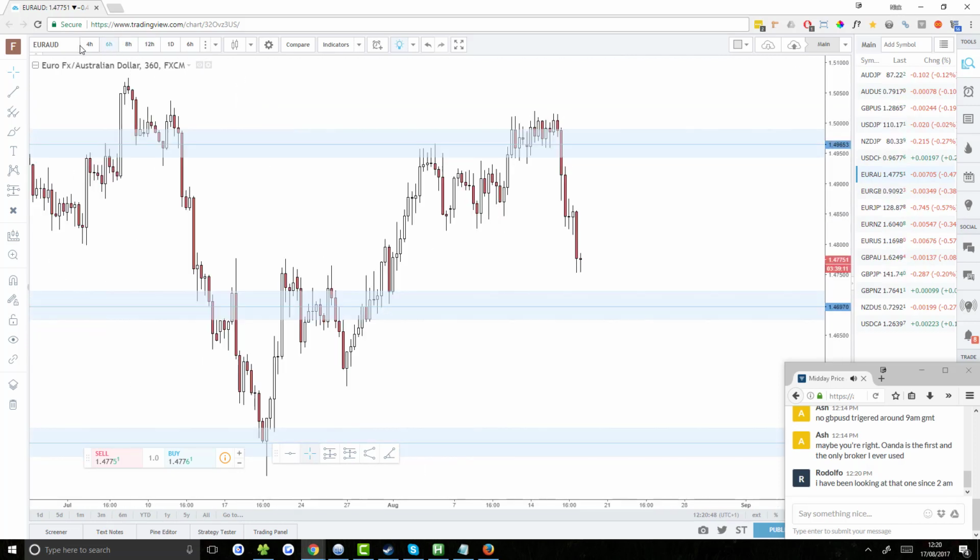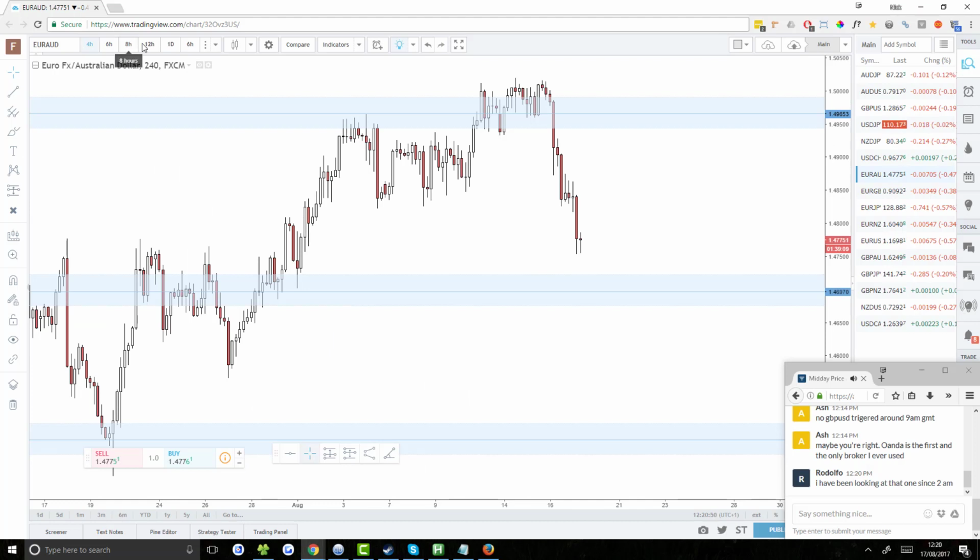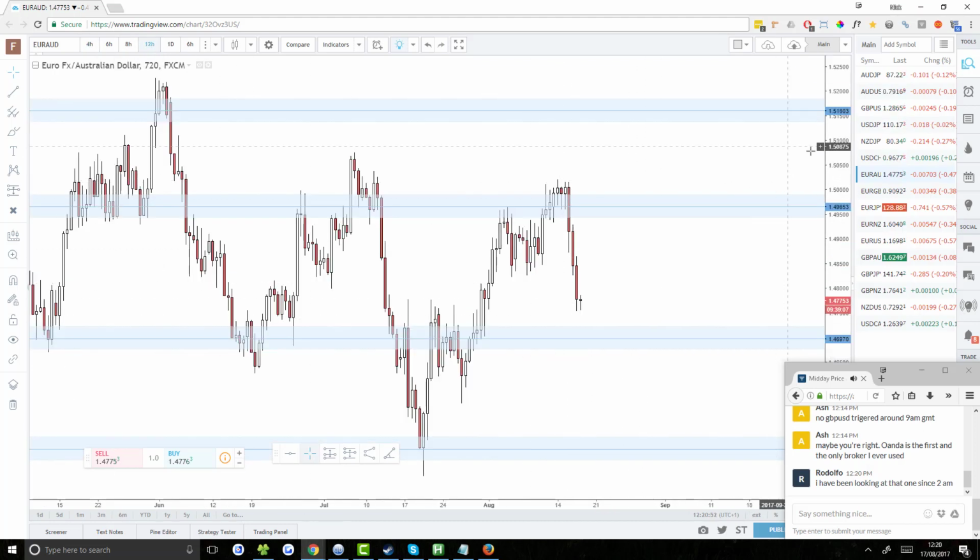Euro AUD seems to be trending down pretty heavily, but it's in between support resistance, so we can't do much.